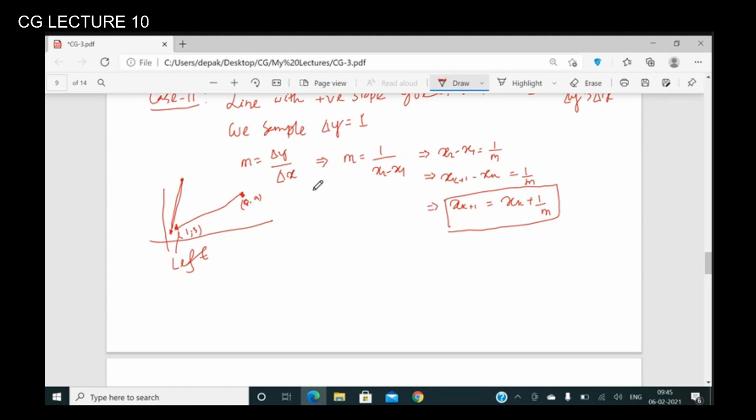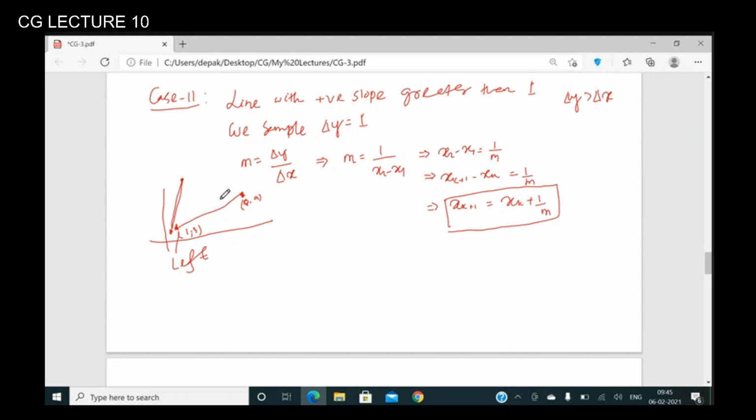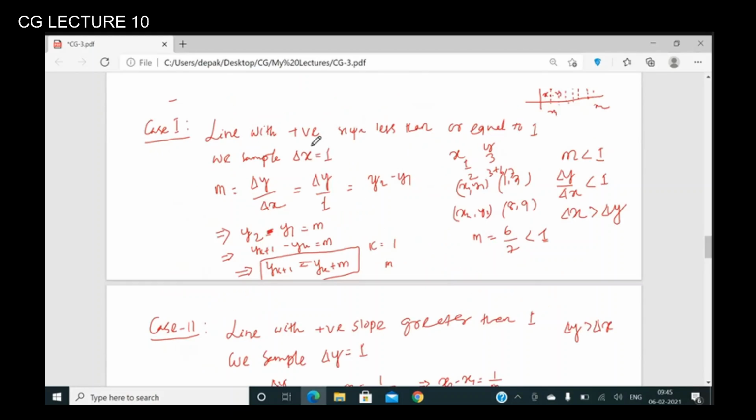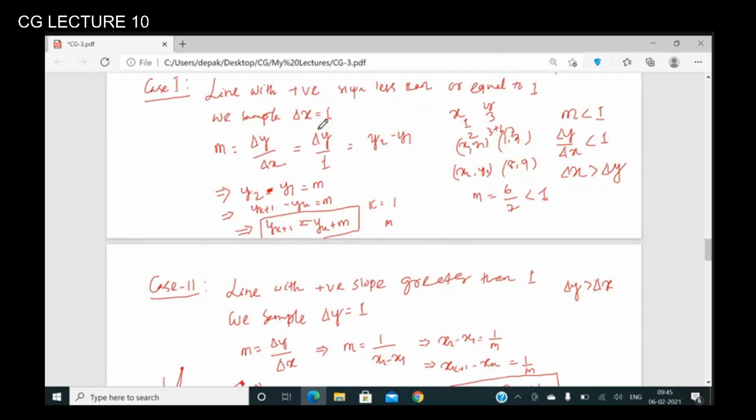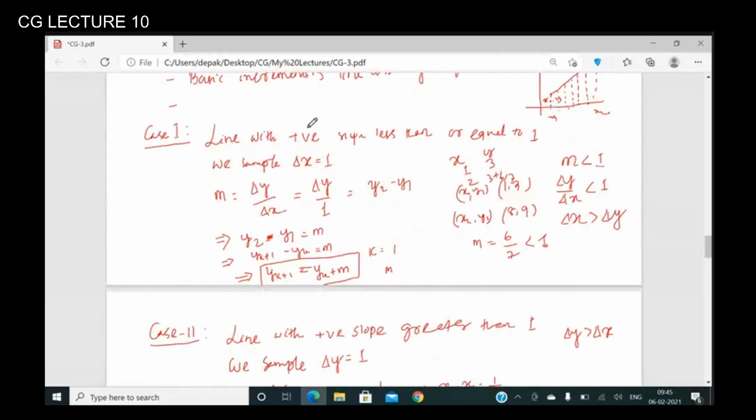But there may be some situation where you have to draw the lines in the reverse order. This one will become the first point, the starting end point, and this one will become the end. So that means you have to process the line from right to left, right? So if you process the line from right to left, these cases will not work. These cases will not work. So that means del x is equal to 1 will not work.